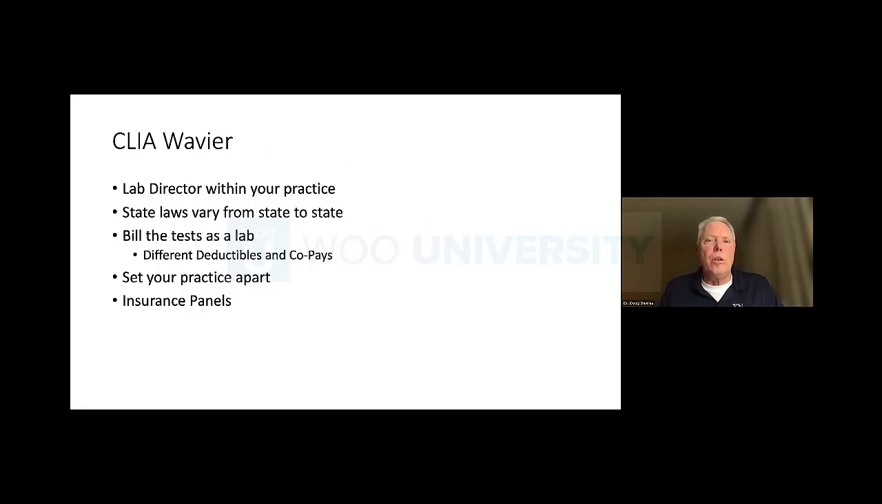Now, what do you need to do point of care testing as we start to get down to the diagnosis? You need to have a CLIA waiver, the Clinical Laboratory Improvement Amendments. What that allows is you to do CLIA-waived tests within your practice. In other words, you become the lab director and you bill the test as a lab test. It has different deductibles. It does not affect your E&M codes. Each state will vary a little bit. There's a national CLIA that you apply for, and then there are the state CLIAs. It's very easy to acquire in most states, and this allows you to do CLIA-waived tests.